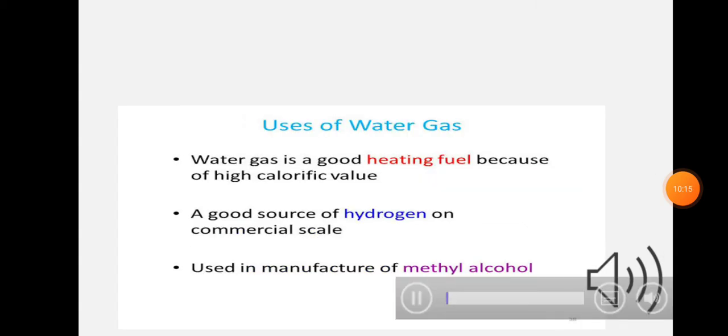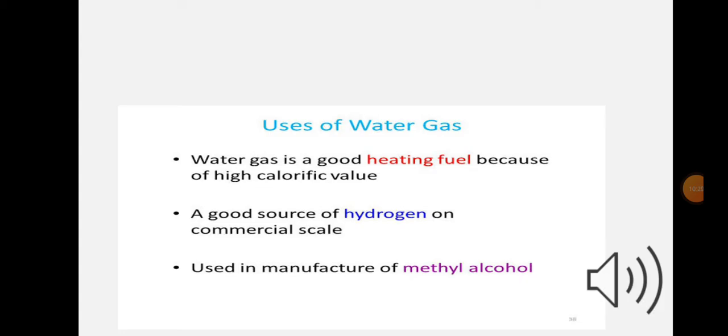Next are the uses of water gas. Water gas is a good heating fuel because of high calorific value. As already we know what the calorific value is. So water gas is a good heating fuel because of high calorific value, and it is a good source of hydrogen on commercial scale also, and it is used in the manufacture of methyl alcohol. So these are the uses of water gas.